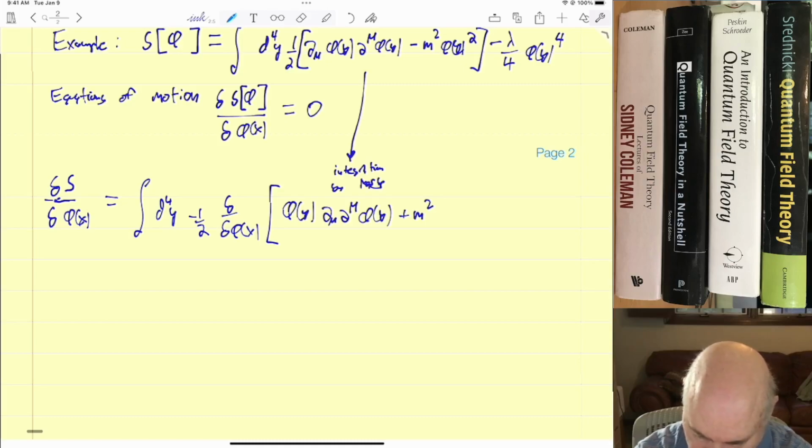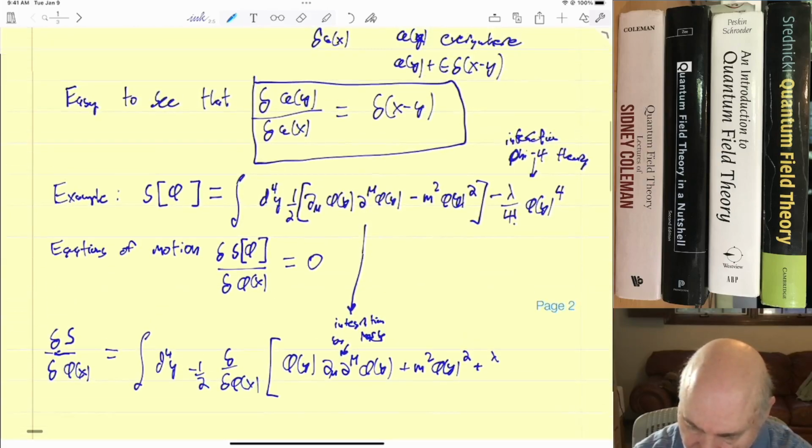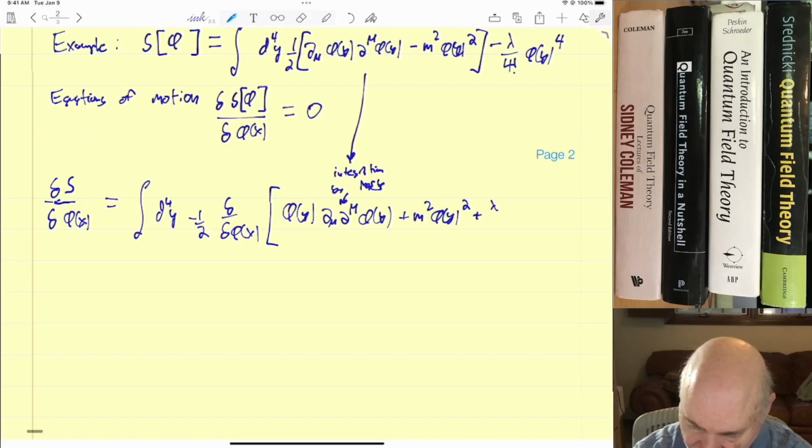For this term, plus m squared phi of y squared plus lambda over 4 factorial. It should be 4 factorial. Yeah, 4 factorial is 24. So I'm going to write it as, I took 1/2 out, so I'll just write it as lambda over 12 phi of y to the 4th.